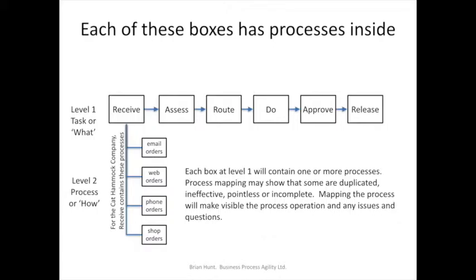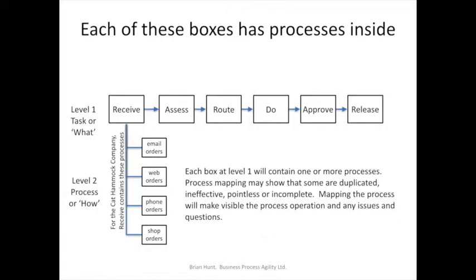Information and material moves from left to right through the process. If that movement is late, incorrect or incomplete, then the process will not operate properly or may fail completely. The process steps at level 1, the what level, each contain one or more processes. Process mapping will show the operation of these processes and any problems or issues associated with them. For example, some process steps may be duplicated, inefficient, have unnecessary delays, or have no purpose.